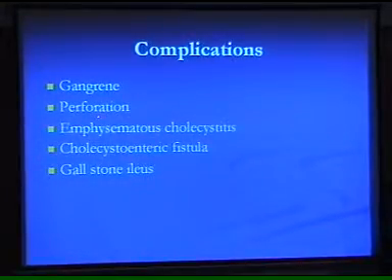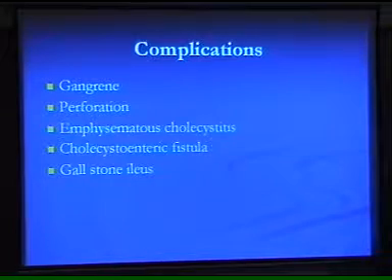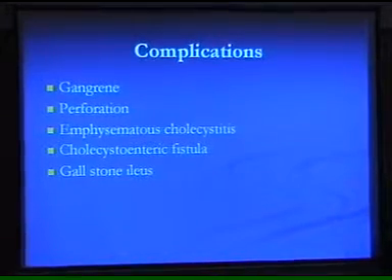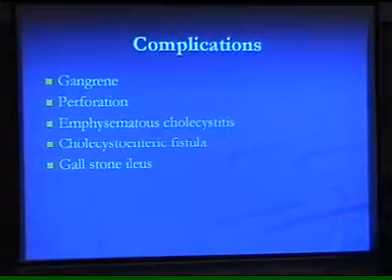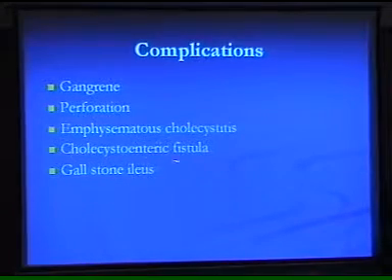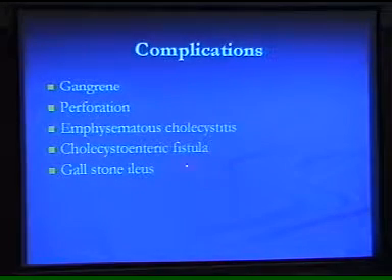Other complications are like emphysematous cholecystitis, which is actually gas in the gallbladder wall, and the patients who are immunocompromised or diabetics or elderly, they are at higher risk for this complication. The other complications are they develop a cholecystoenteric fistula or a gallstone ileus if this gallstone passes into the intestine.